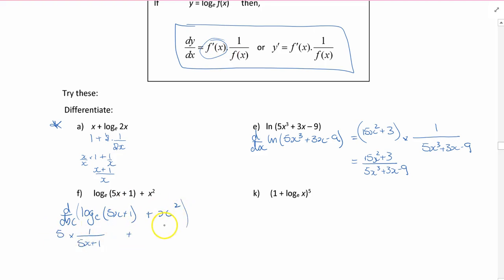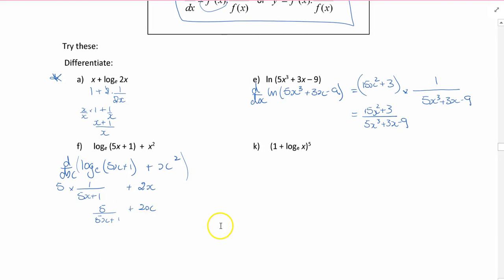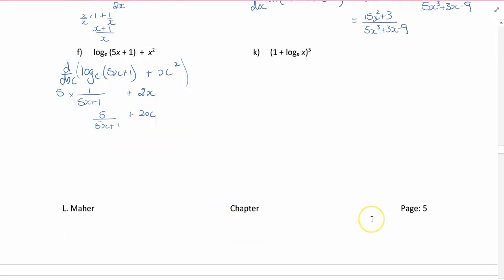We're moving on now. Differentiating x squared, we just use the previous rule. Bring the power to the front, subtract 1 from the power. So we'd have 5 on 5x plus 1 plus 2x. Now, you could see that written with a common denominator, and again, that will just be up to the textbook or whatever. And to get the common denominator, you would multiply this by 1, which is all you can do. You don't want to change its value in any way, so just multiply by 1.